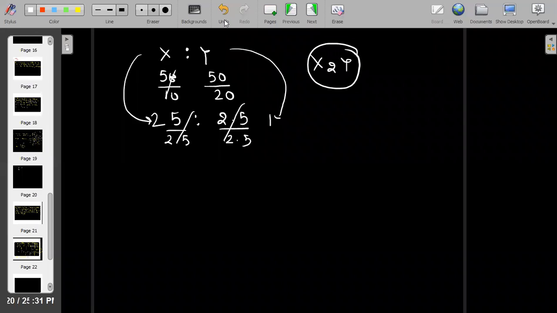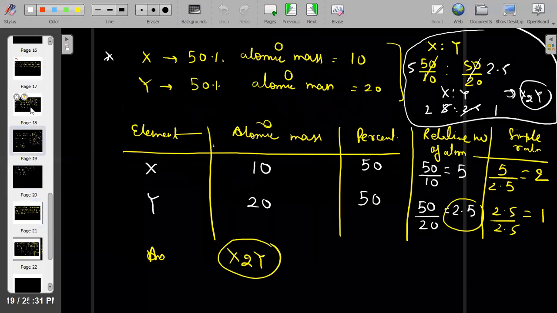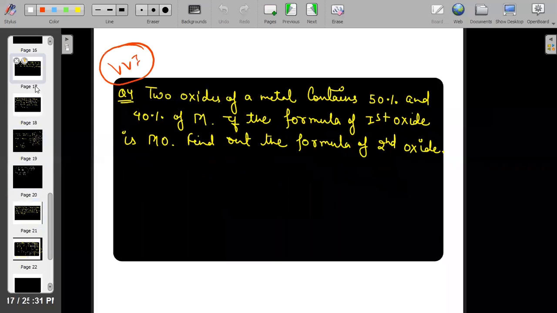Got it? All got it? Yes, good. Now let's move to the next question. Next tough question. This is a JEE question. Wait for a while. Now, this is very important. Now solve it. Do fast. Your chapter should be very strong. That is my promise to you.